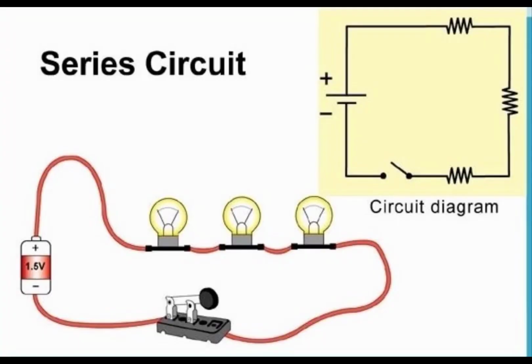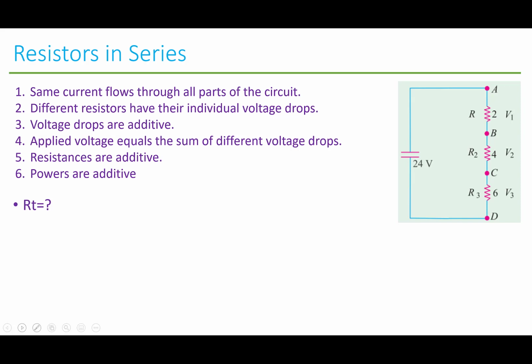Now let's try to see a series circuit. Now how the resistors are connected in series and what will happen in that case. Now let's see. Think about these three resistors, R1, R2 and R3. They are connected in series.